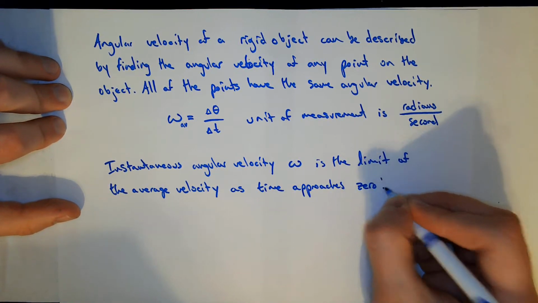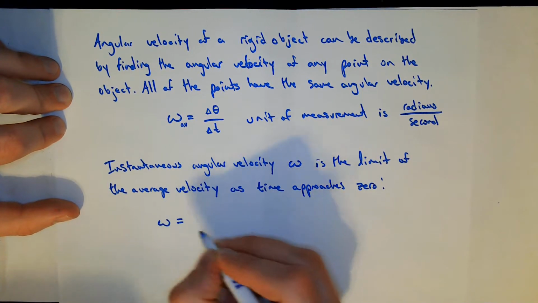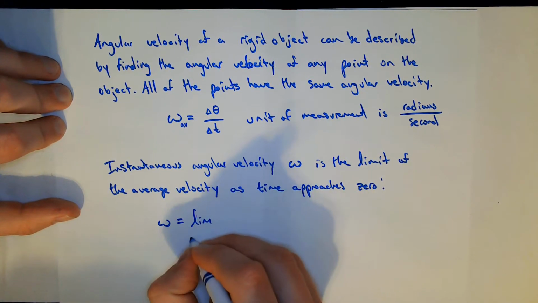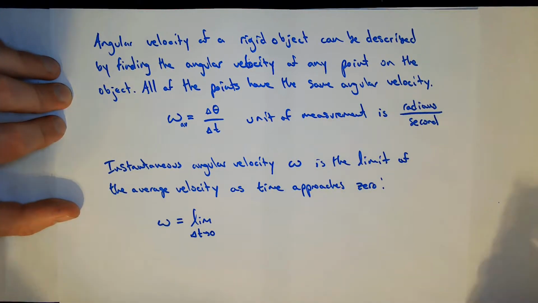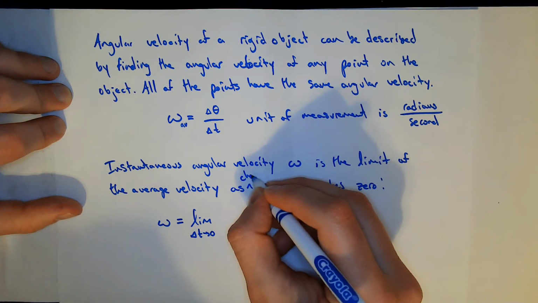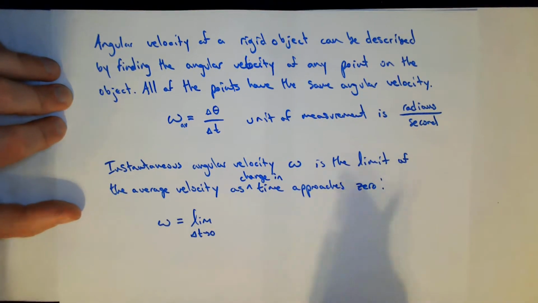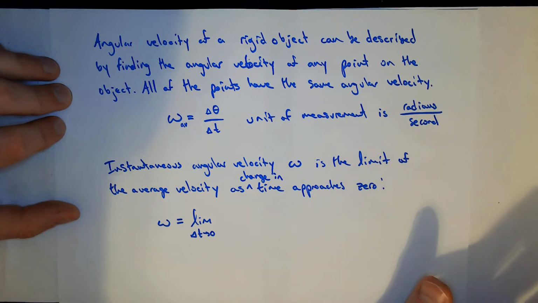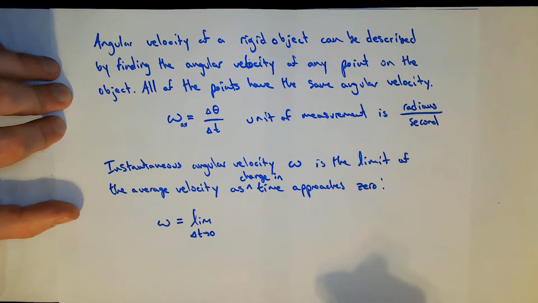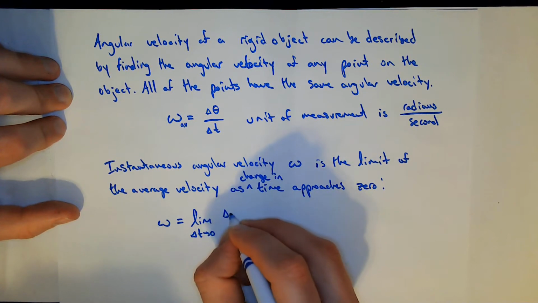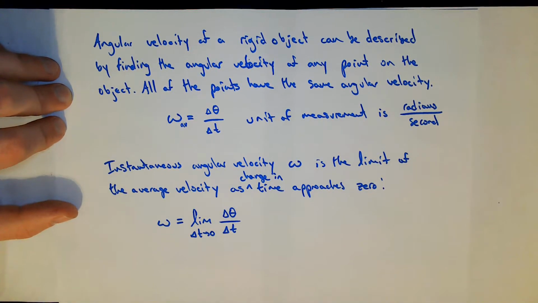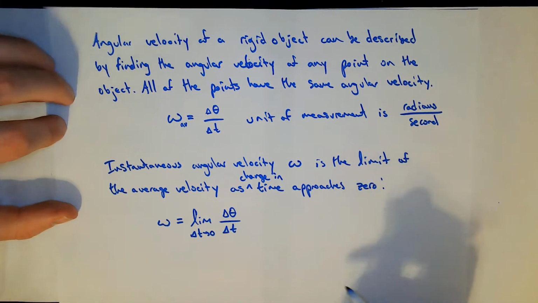zero. So omega is equal to the limit as, well, whoa, not time, as change in time, I meant change in time, right? Like the difference in the time interval tends to zero. So we're taking a snapshot, like a picture of some moment in time. As that change in time tends to zero of the average angular velocity, we get instantaneous angular velocity.